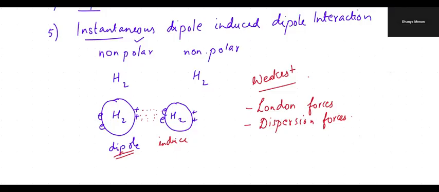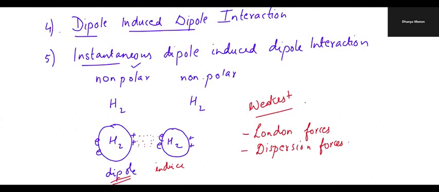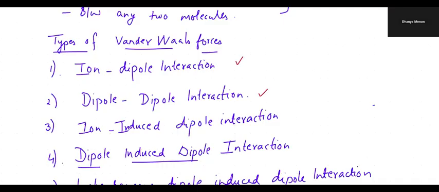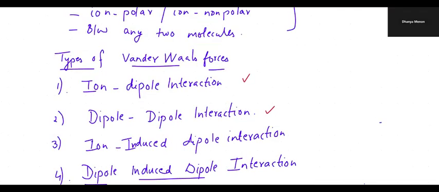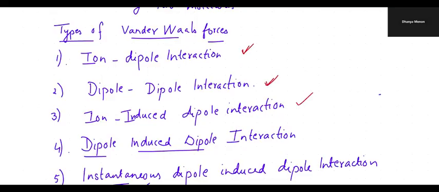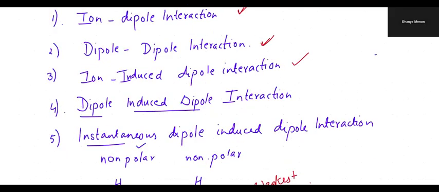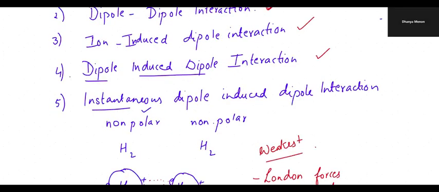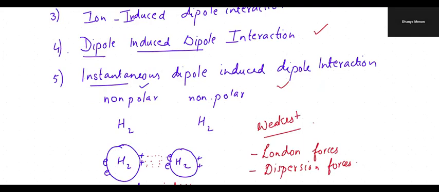I hope all the 5 types of van der Waals forces is clear. Okay, so which is the strongest? We have gone in order only. Ion dipole interaction is the strongest. Next one is dipole-dipole interaction. Next one is ion-induced dipole interaction. Next one, dipole-induced dipole. And the weakest is the London forces. I hope you all understood, right?